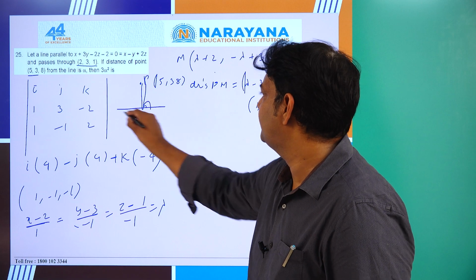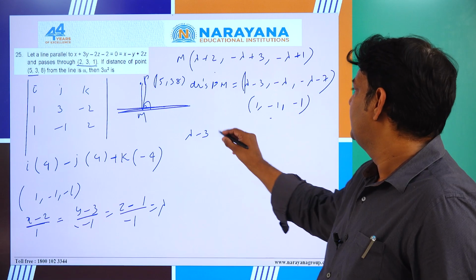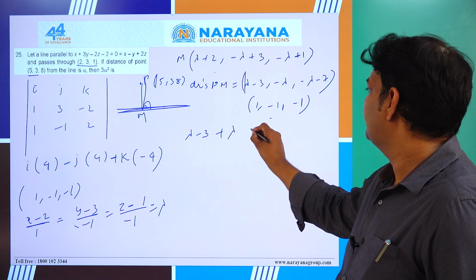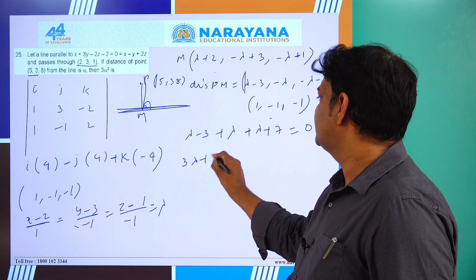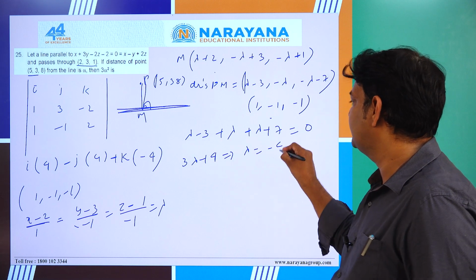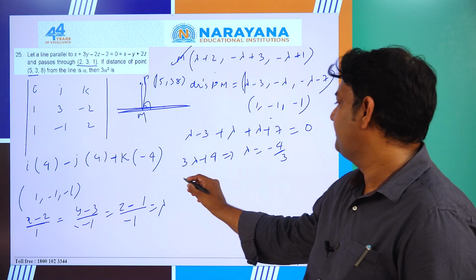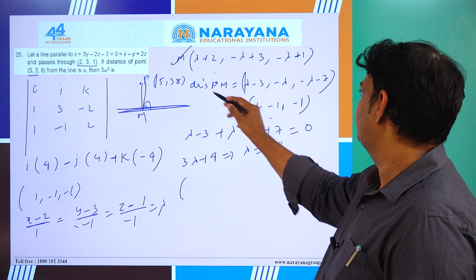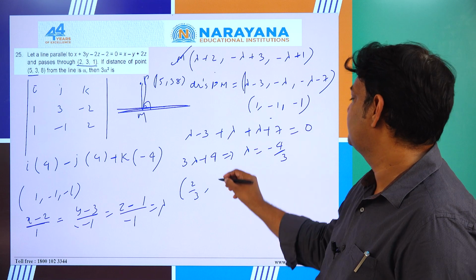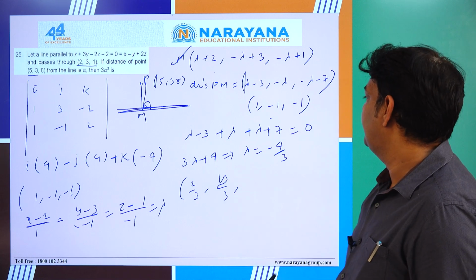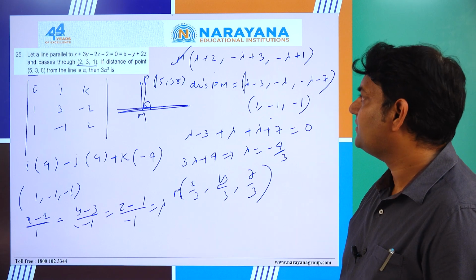If you observe the figure, PM is perpendicular to the line, so the dot product is 0. (lambda - 3) + lambda + 7 should be equal to 0. That is 3 lambda + 4 = 0. So we got the value of lambda as -4/3. Substitute the value of lambda here, you will get the point M. So what is your M? (2/3, 13/3, 7/3). This is your point M, and P you have.